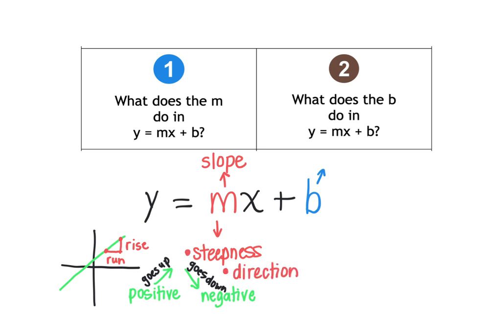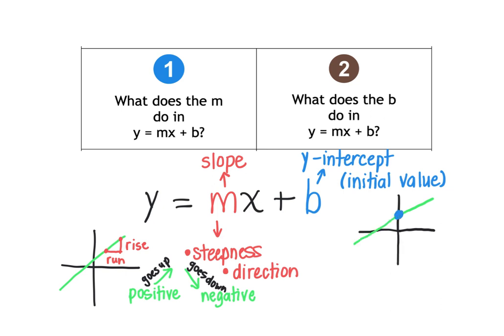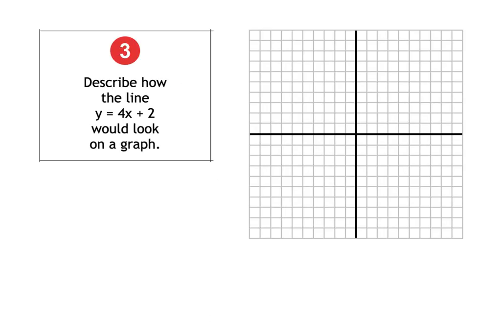The b is known as the y-intercept. We've previously called it the initial value when we were only looking at the first quadrant. Now, as the y-intercept, it means where the line is going to cross the y-axis. So the b value tells us just that. It's like, where is this line anchored along the y-axis? So the m tells us the steepness and the direction of the line, where the b tells us the y-intercept, or the place that the line is anchored on the y-axis.